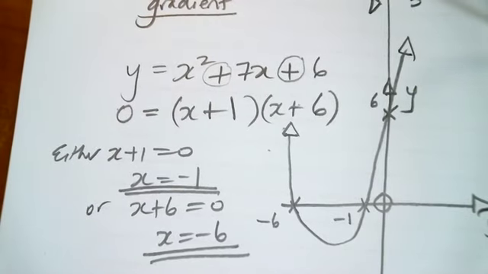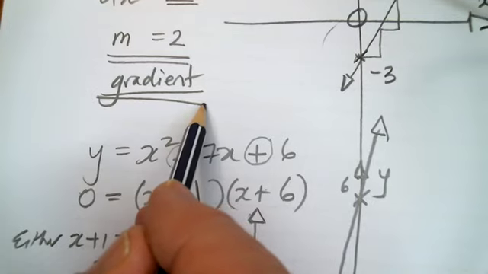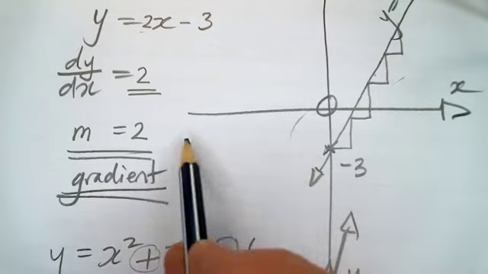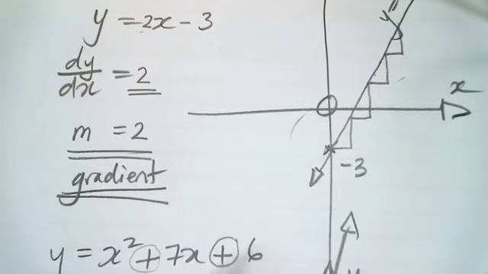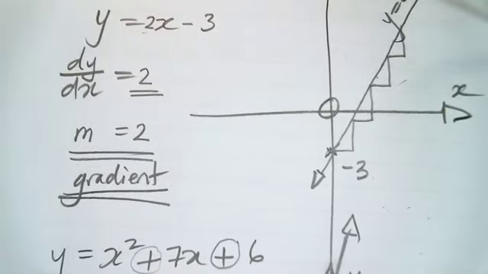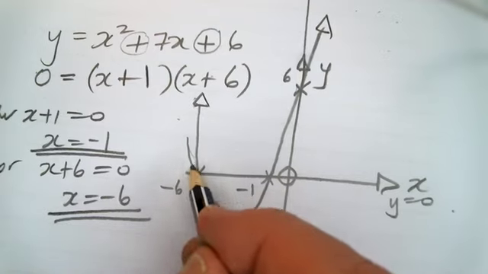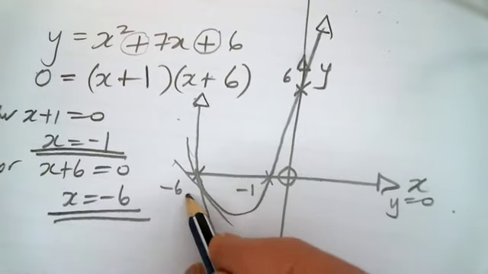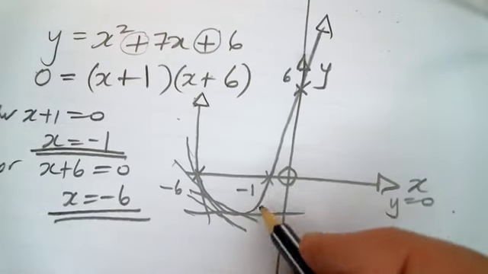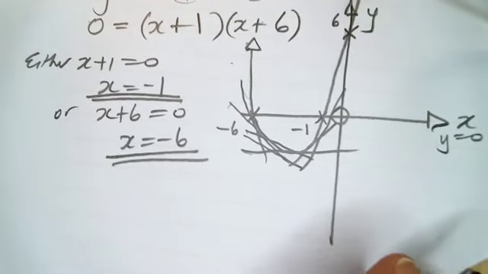Well, if we differentiate, we find the gradient, the gradient at any point. Well, we found the gradient here at any point is always 2. No matter where you are on that curve, the gradient will always be 2. Well, let's see what will be true for this one here. And I'm noticing, of course, the gradient's constantly changing, and so on. Well, let's have a look.